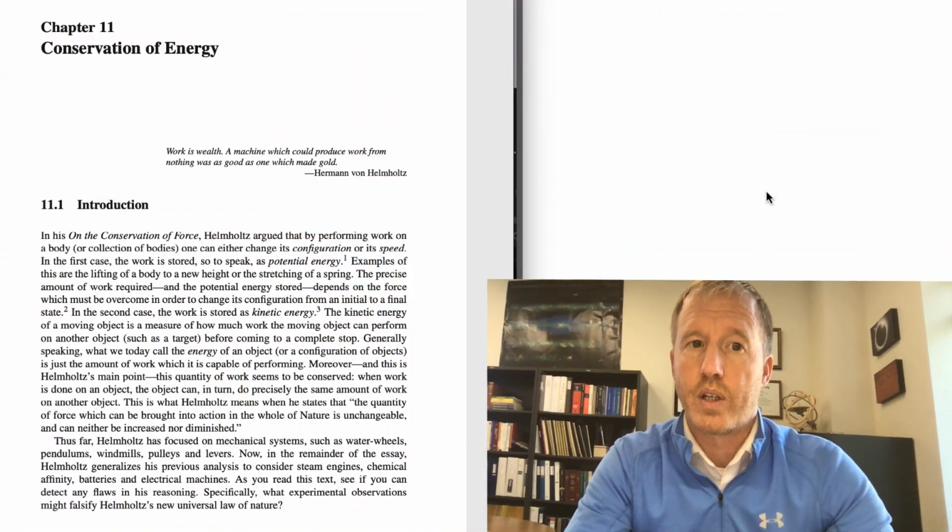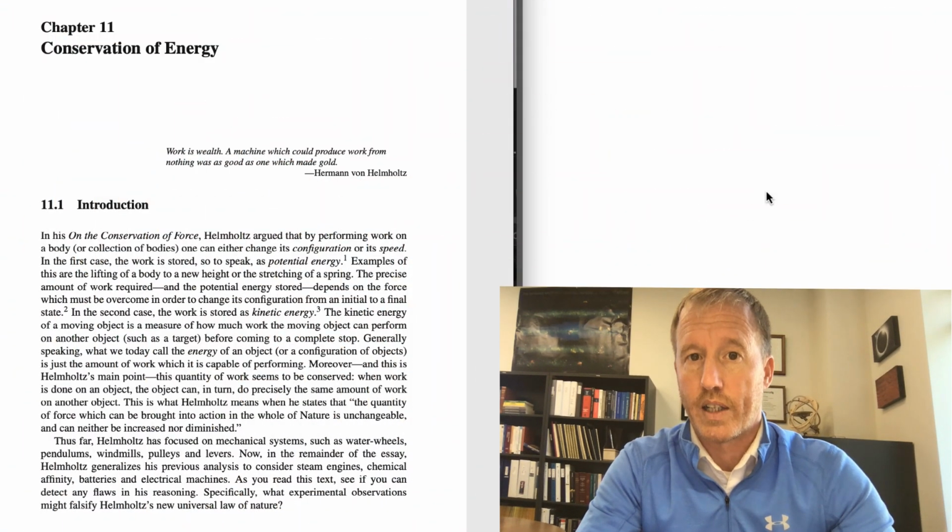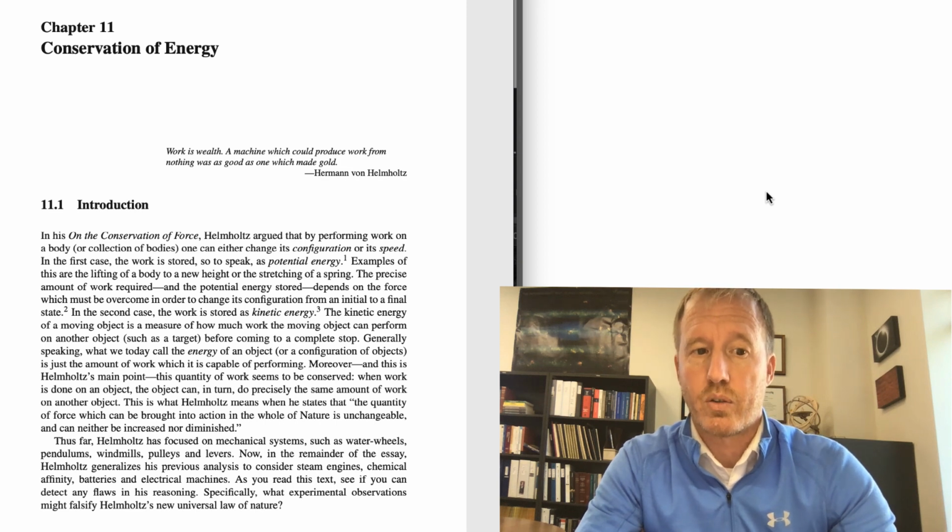Right now we're talking about Chapter 11 of A Student's Guide to the Great Physics Texts, Volume 3. This chapter is titled The Conservation of Energy. In my last lecture, I read through the introduction which sets the stage for this chapter and does some review of the previous lectures. Now I want to ask this question.